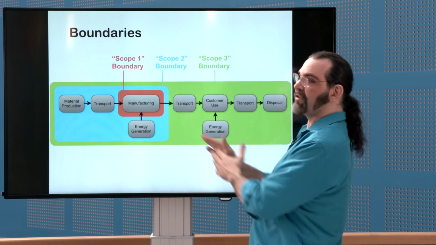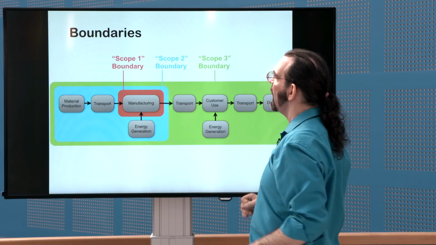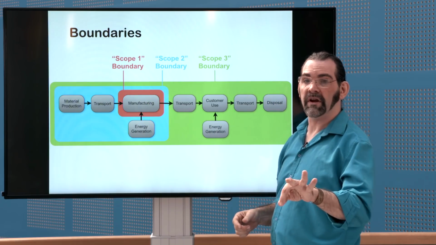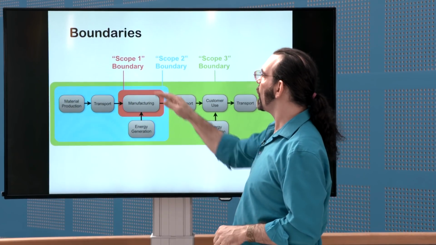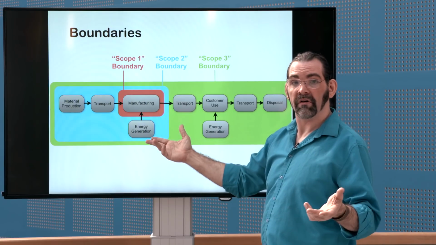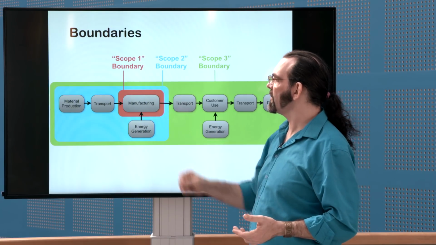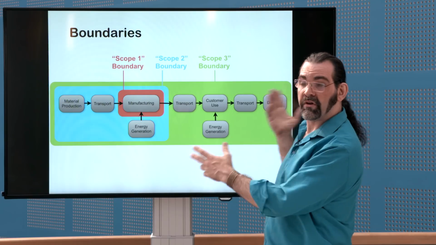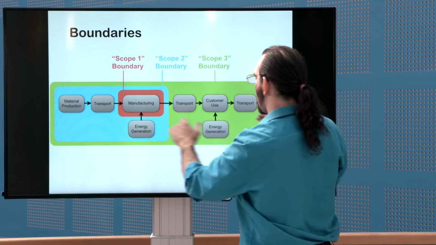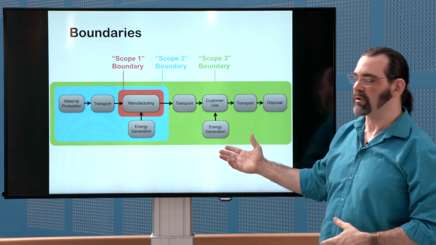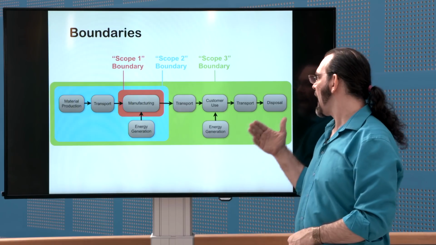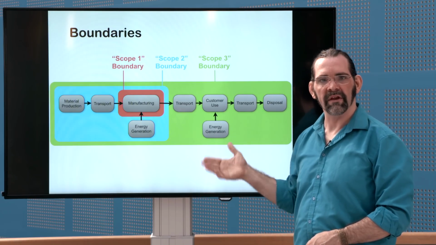And then boundaries are not just in time, they're also in space. So a scope 1 boundary is basically just what happens in your factory. A scope 2 boundary also includes the impacts of generating the electricity or other energy that you use in your factories. And then the most complete scope is scope 3, where you're including everything in time and in space. So you're also including the impacts during the customer use phase and energy or other materials and waste, etc.